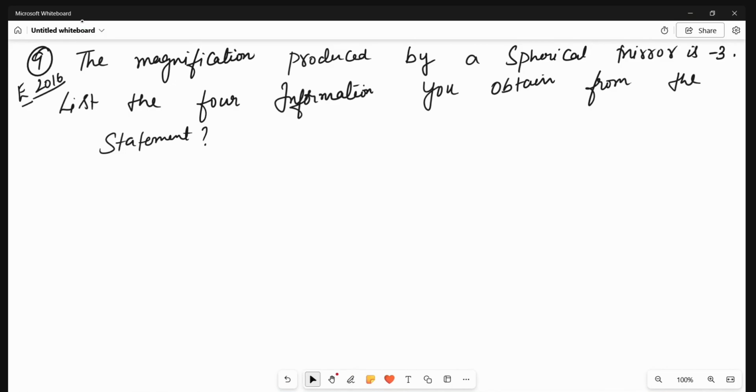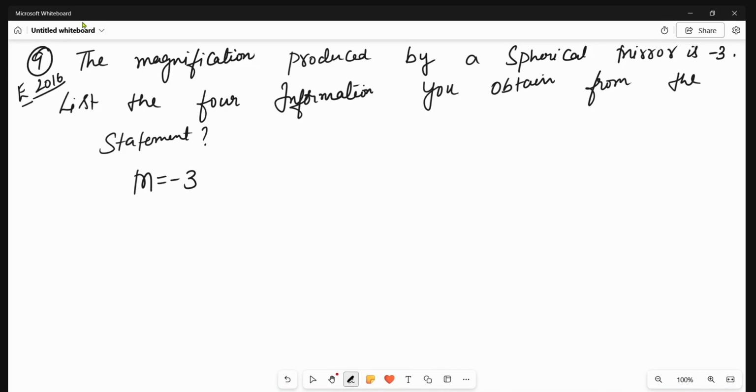He has not told anything, only this much is given. Why is it concave? My magnification is given, and you are getting a real and inverted image. Minus means it should be concave. So m is equal to -3. What all will we know from this? Real, inverted. That's it. It's a concave mirror, magnified.